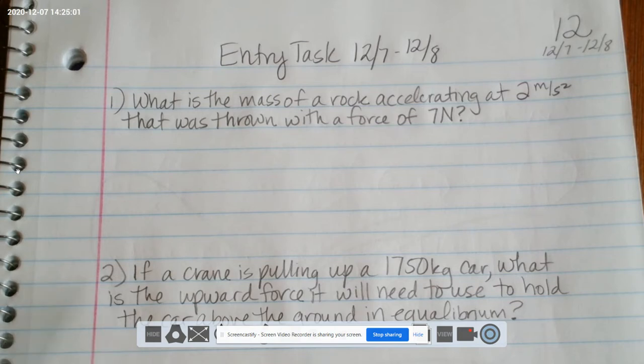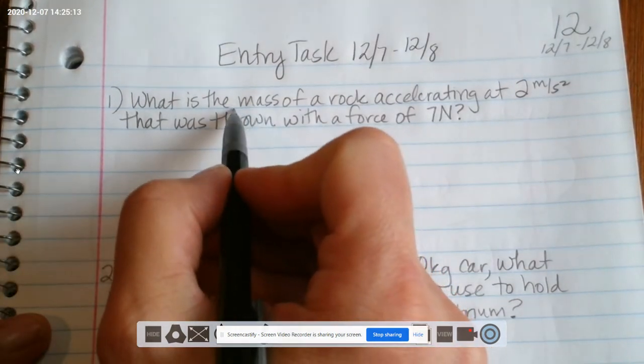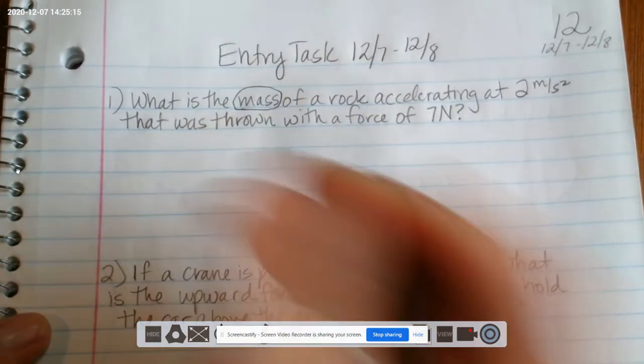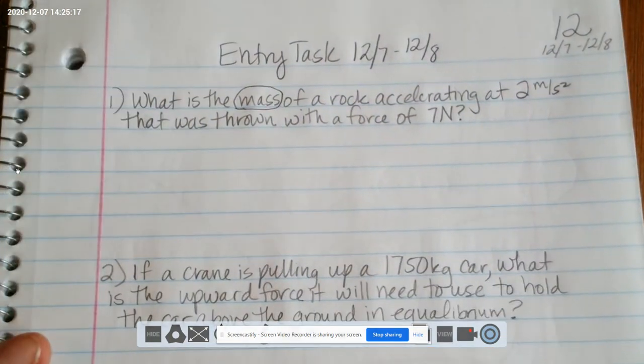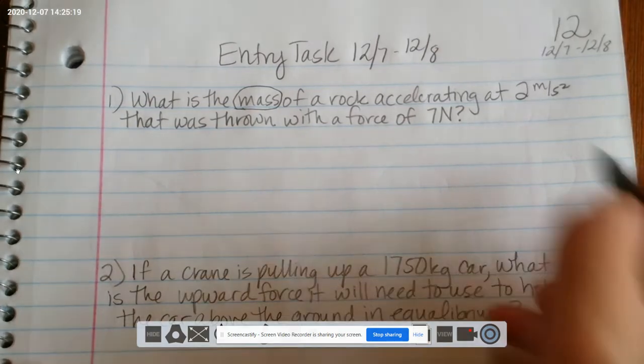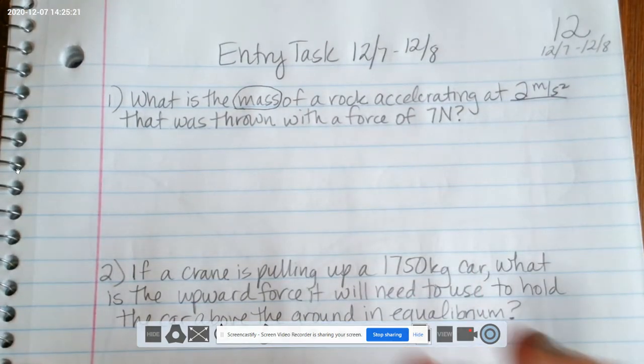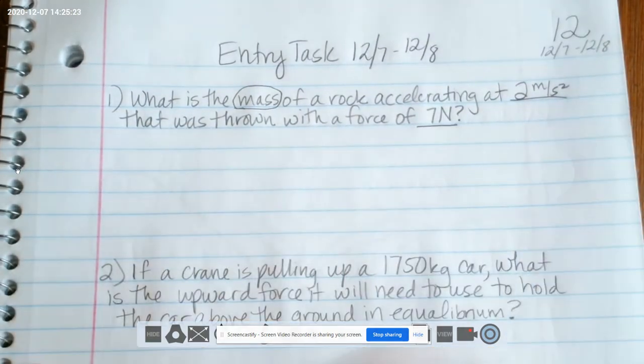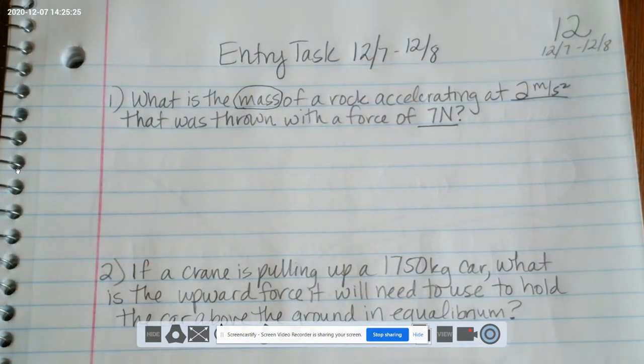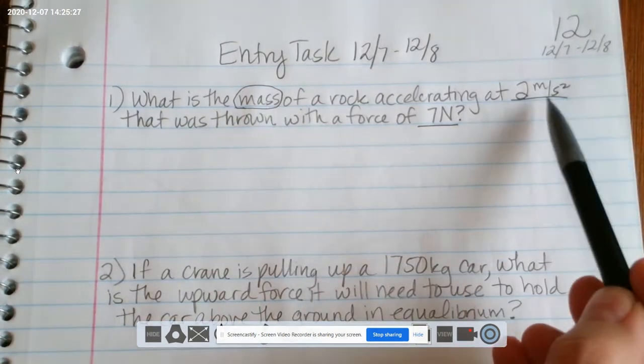So the first one: what is the mass of a rock accelerating at 2 meters per second squared that was thrown with a force of 7 newtons? I'm going to circle what I need. What is the mass? So I'm looking for mass. And I'm going to underline everything that I'm given. It's accelerating at 2 meters per second squared, and it's thrown with a force of 7 newtons. So I'm looking for mass, and I'm given an acceleration and a force.